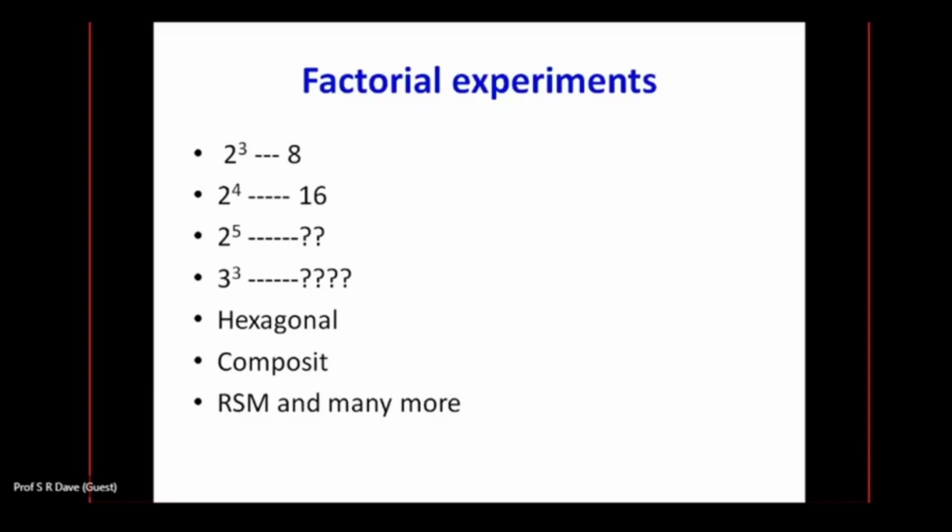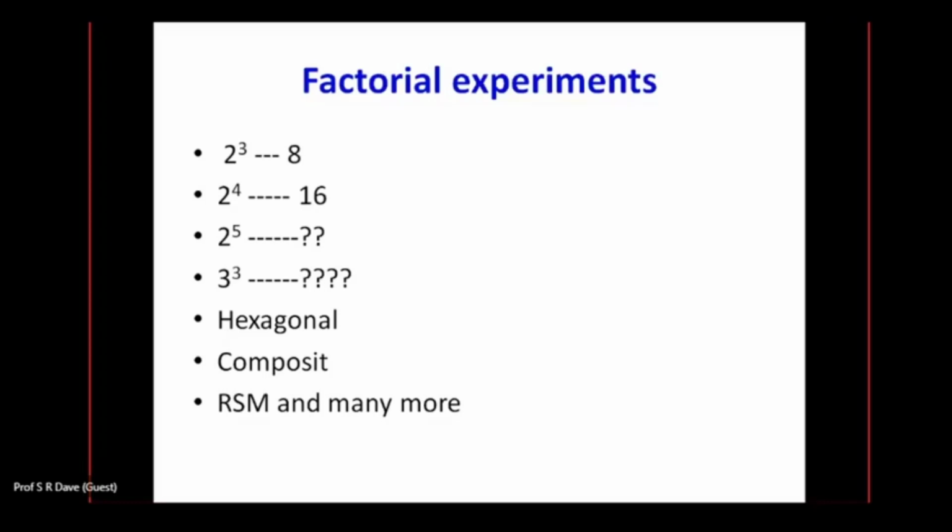But when you want to study more factors at more levels, see, suppose you want to study 5 factors at 2 levels, that is 2 to the power 5, 32 experiments. But if you want to study 4 factors at 3 levels, then it is 3 into 3 into 3 into 3, a very high number of experiments. That is why partial factorial designs are now also available.